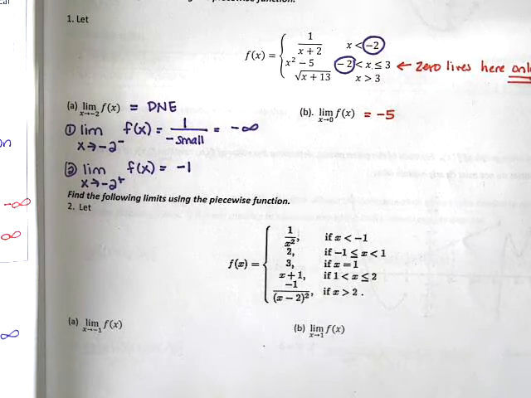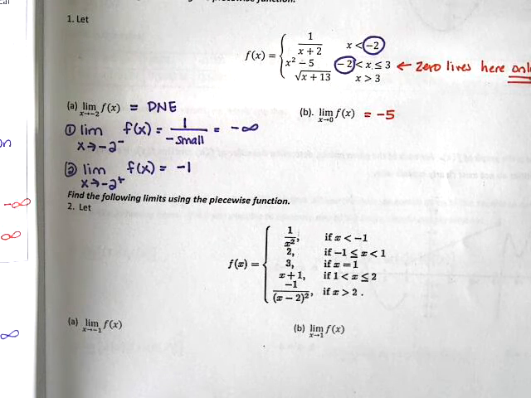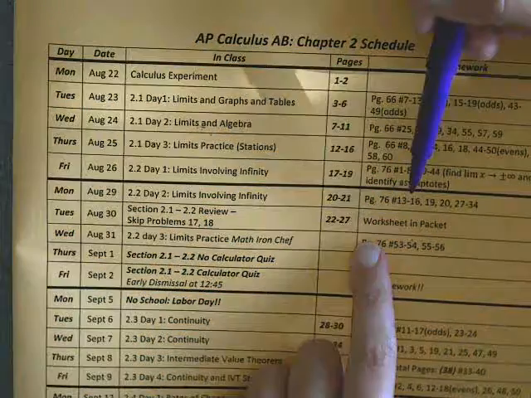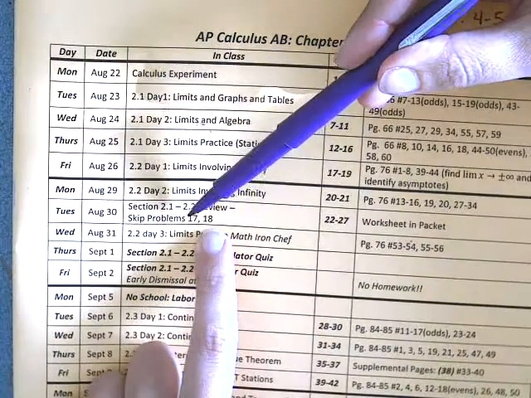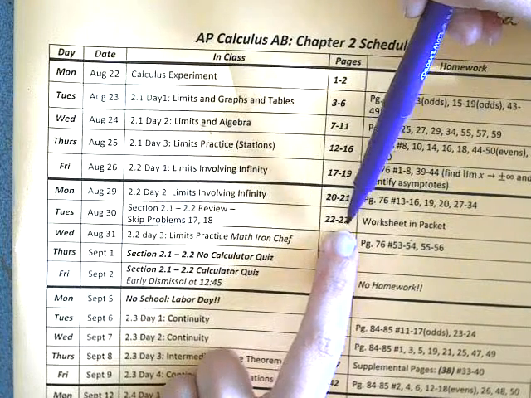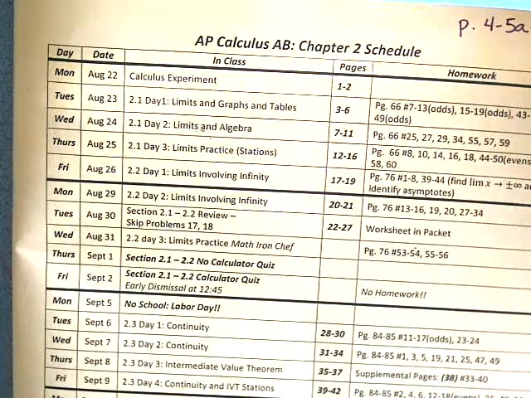We're going to save number 2 for when I see you again, and then we can go over it if you're having any trouble. Tomorrow in class, you're going to be doing a review. Now, I want to be very specific about this. The review tomorrow, I want you to skip problems 17 and 18. It's on pages 22 to 27 of your packet. I want you to do everything except 17 and 18.